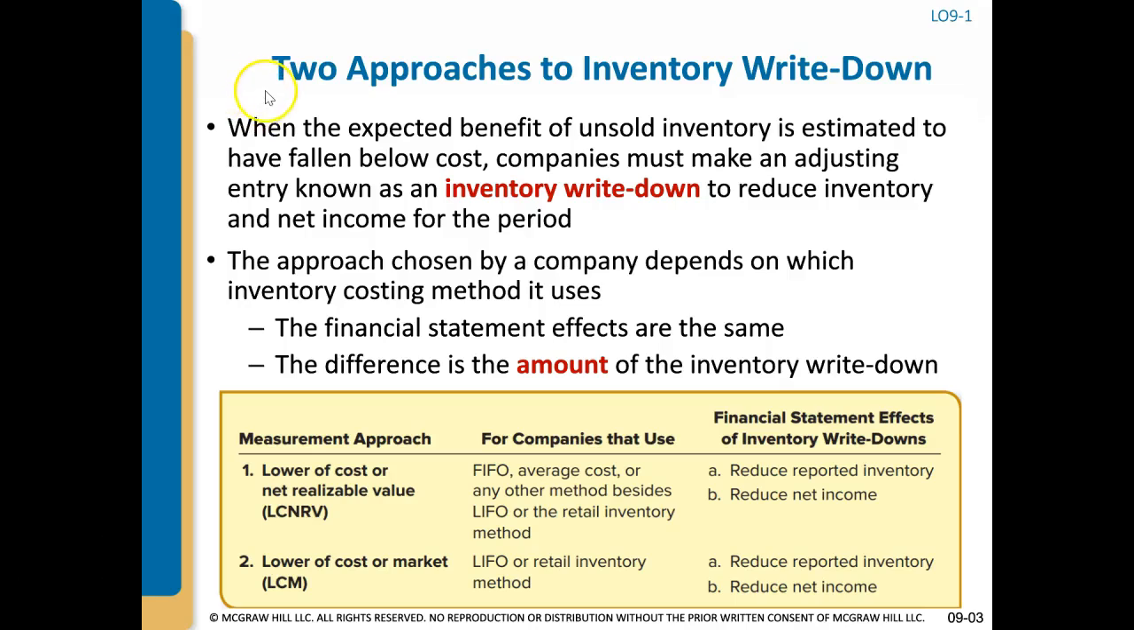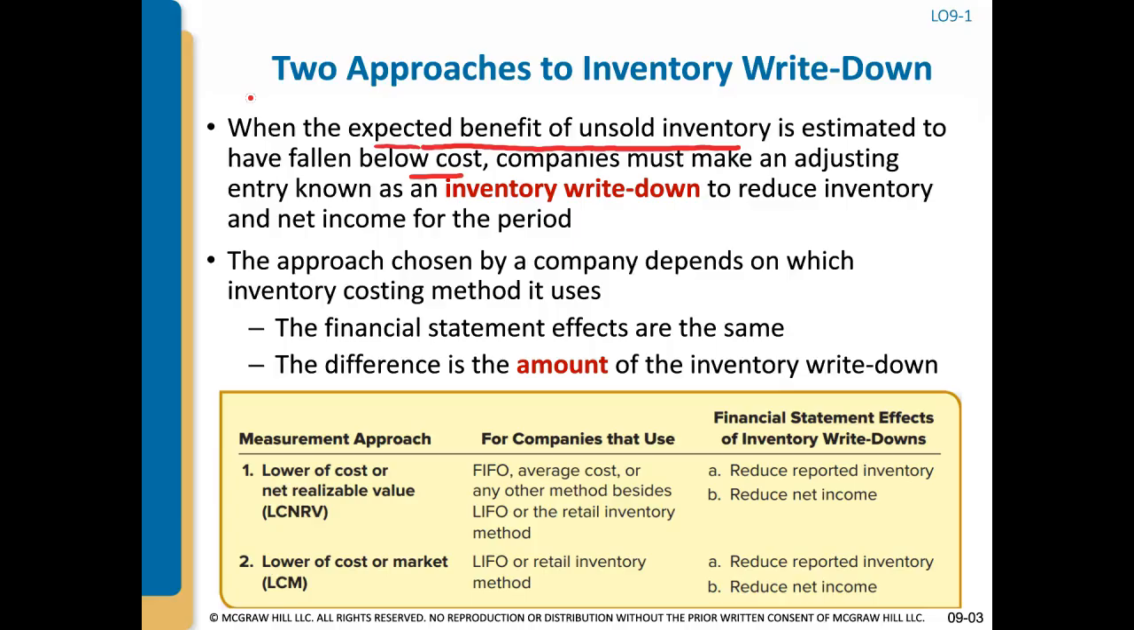Once that's done and you have your inventory on your balance sheet, at the end of the accounting period, companies are required to look at the costs they have on their balance sheet for their inventory, and if the expected benefit of the unsold inventory, which is the inventory that's remaining on their balance sheet, is estimated to have fallen below cost, so below what it's recorded at, then they have to write down the inventory amount to the expected benefit of that inventory. So that's not necessarily market value.